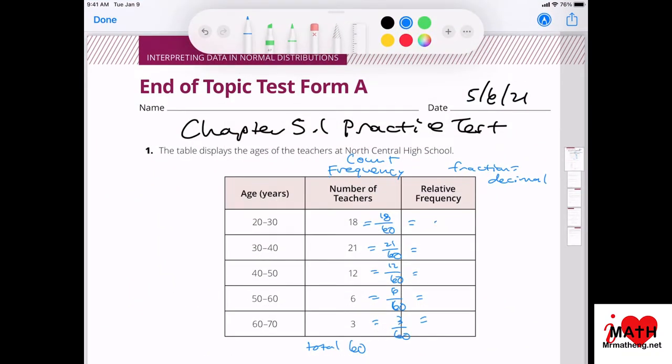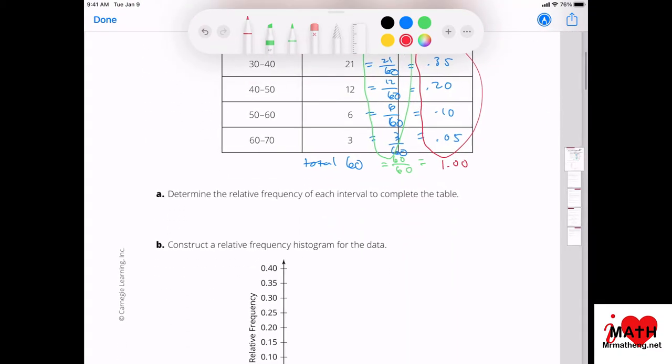So that means this was 0.30, 0.35, 0.20, 0.10, and 0.05. Now, how do you know you did this all correctly? Well, if you add these all up, the fractions, you will get 60 over 60. And if you add up all of the decimals, this should add up to 100%. Okay?